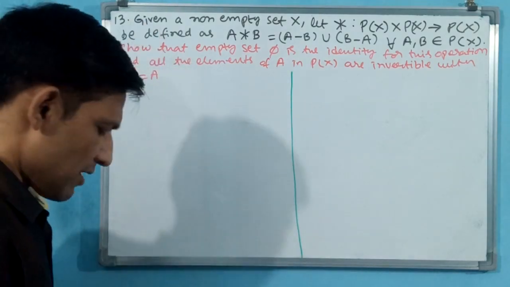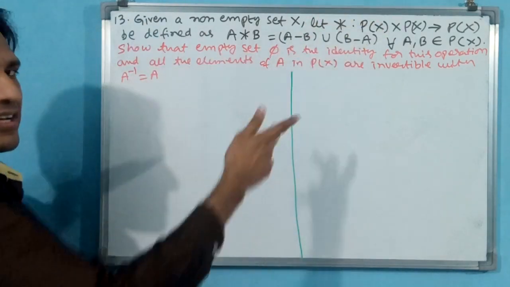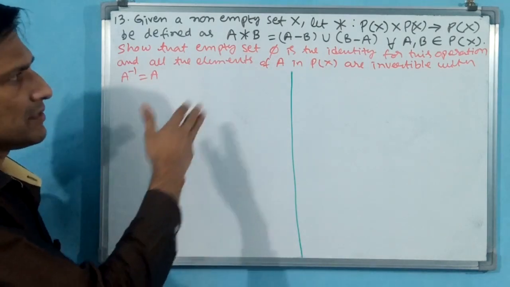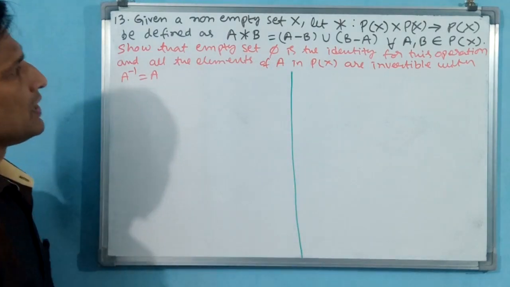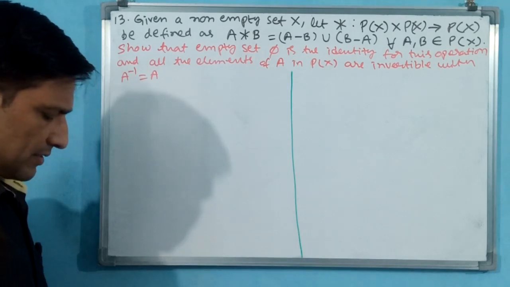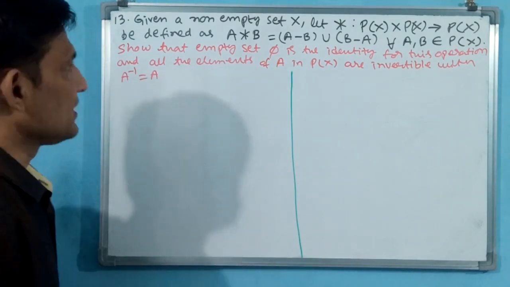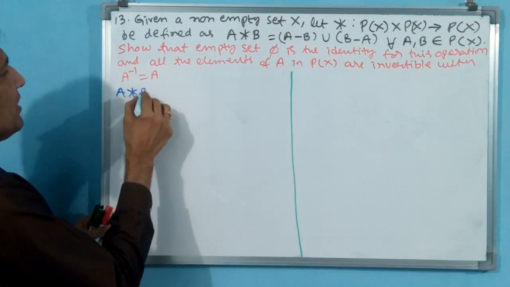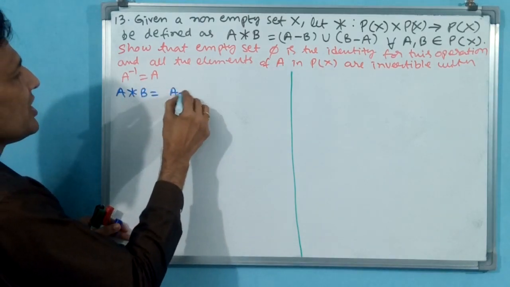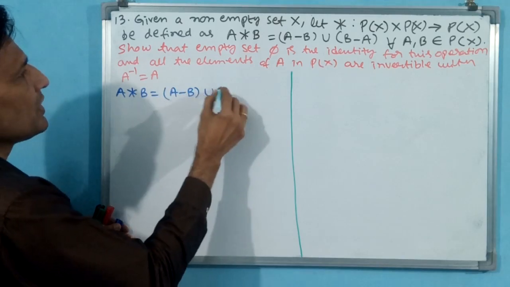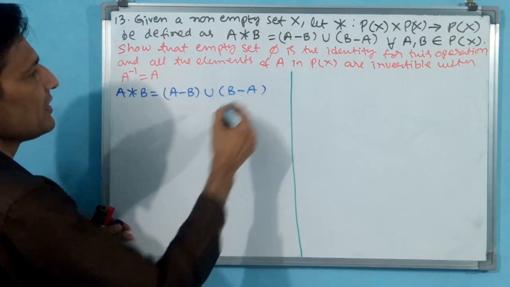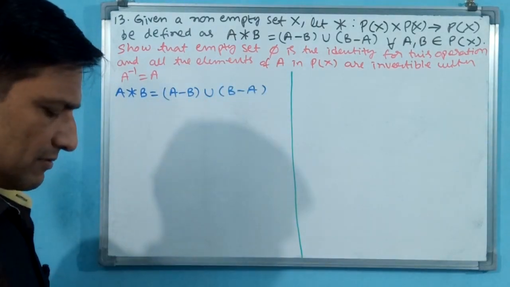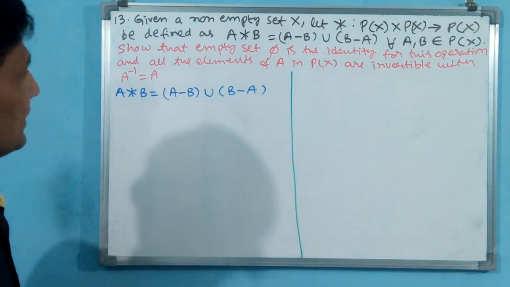Okay, let us write one by one. See, the format we need not write again. Why? Because the binary operation P(X) cross P(X) to P(X) only will come. Rather than the format, we write the operation once again. Okay, now we write like this: A star B is equal to A minus B union B minus A. This is very essential for us.